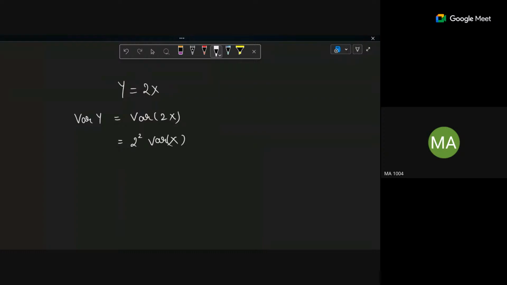So how to deal with the variance of x then? Any possibilities? Expectation of x square minus expectation of x to the whole square. So it is 4 times expectation of x square minus expectation of x to the whole square. Yes, ma'am. Okay.